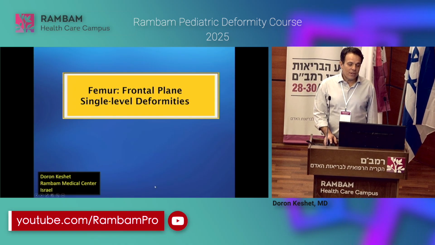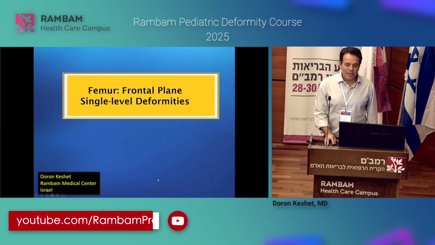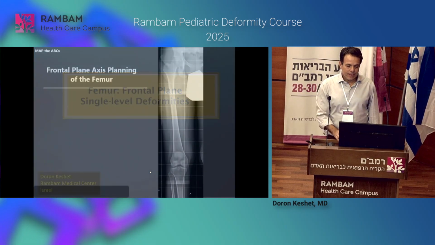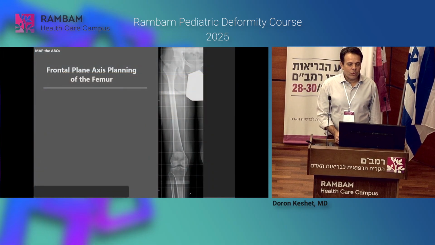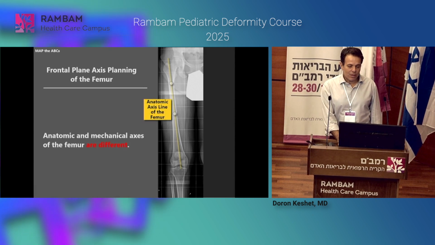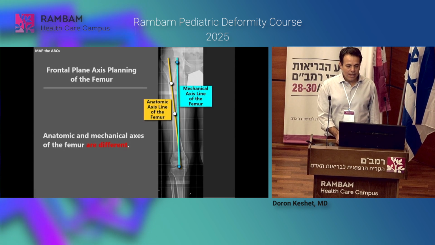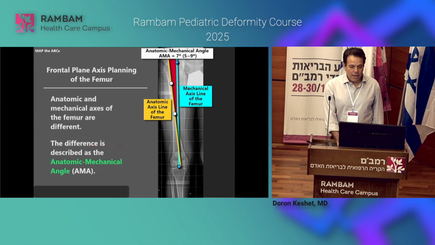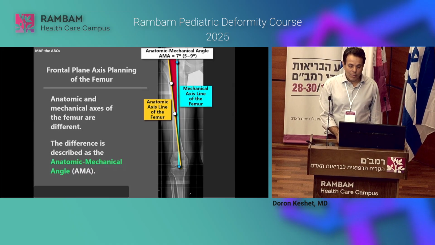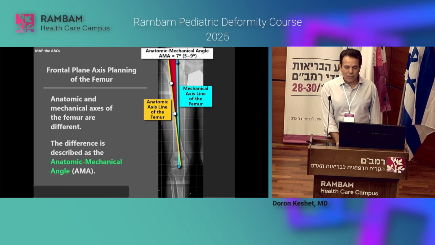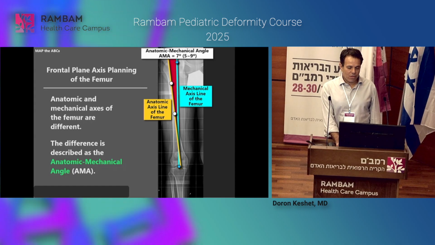And we'll spend the next few minutes talking about frontal plane single level deformities planning. It will be hopefully simple and clear. So when we come to talk about frontal plane axis planning, we have to remember the first and very crucial principle that Marie talked about at the very first talk this morning: that anatomical and mechanical axes of the femur are different, okay? The difference is described as the anatomical mechanical angle, and its population average is about 7 degrees with a range of 5 to 9, but I think remembering 7 is a good number to work with.